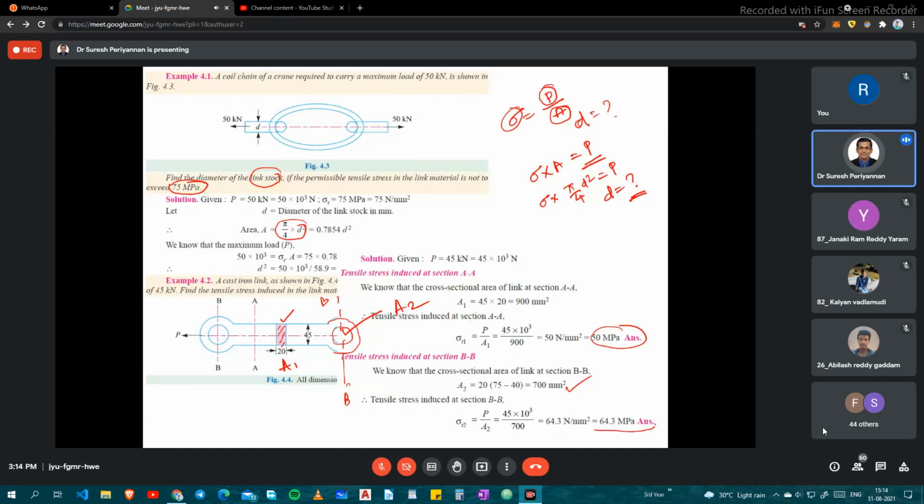Then how do we reduce the stress here? If I would like to reduce the stress, what should I do here?